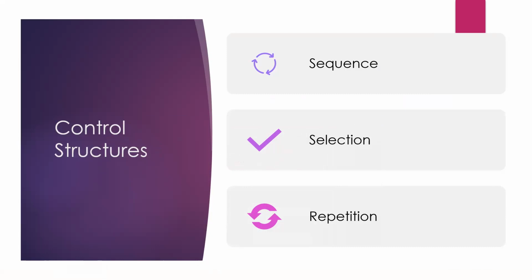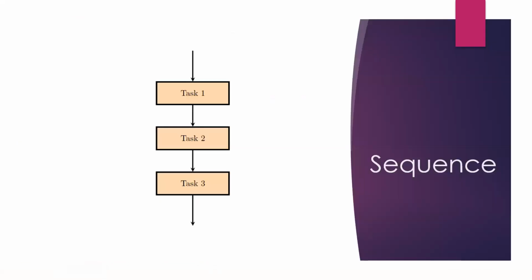If you have finished writing, tell me. Sequence, selection, and repetition. So we'll start with sequence. Write a subtopic, sequence. Son, write sequence and then write below it.